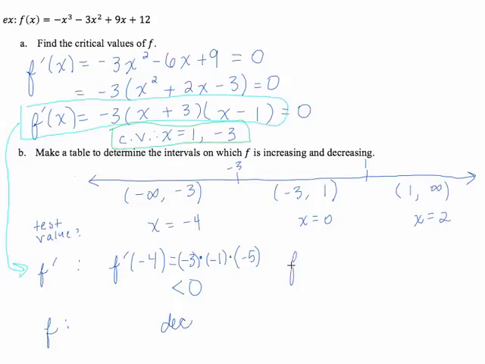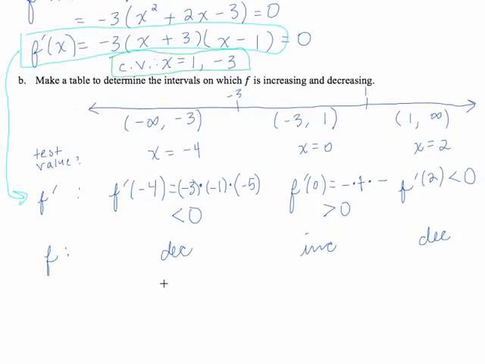So we need to find f prime of our test value 0. It would be -3 times 0 plus 3, so it's a negative times a positive, times 0 minus 1 is negative. A negative times a negative is positive. So f is increasing on that interval. And then plugging in 2, f prime of 2 is negative times 2 plus 3 is positive, times 2 minus 1 is positive. So it's going to be negative. So f is decreasing on that entire interval.